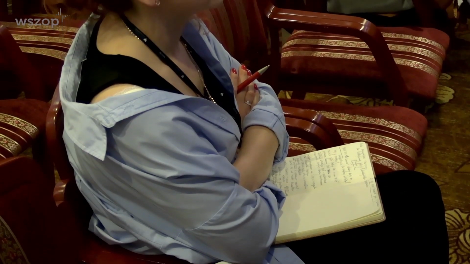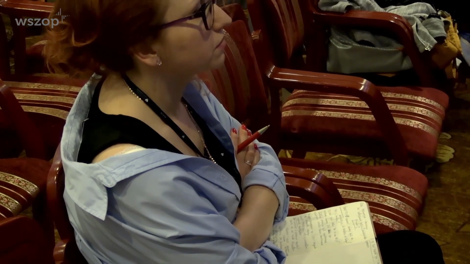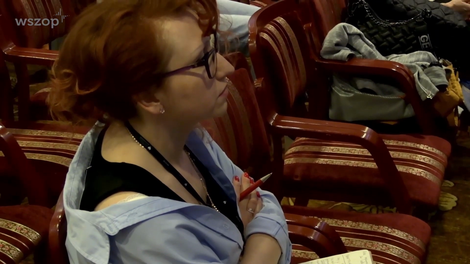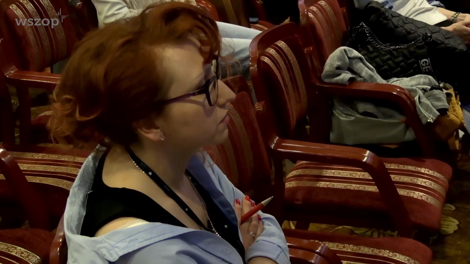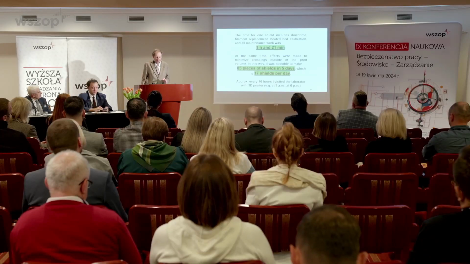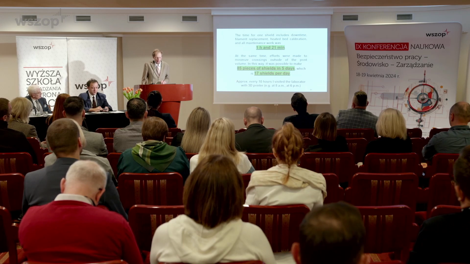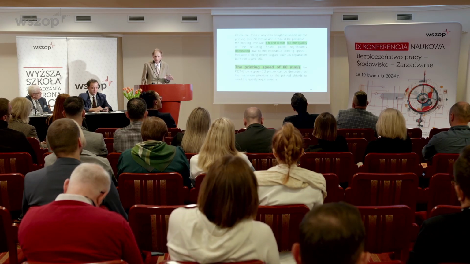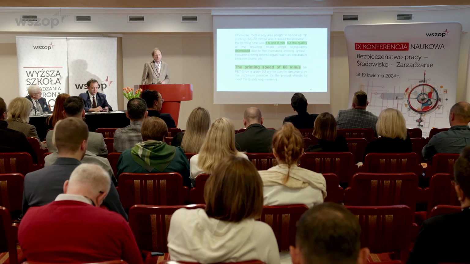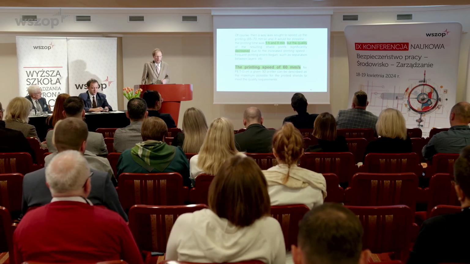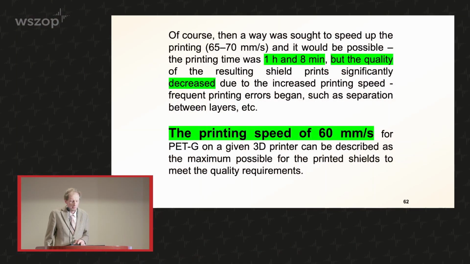At the same time, efforts were made to minimize crossing outside of the print volume. What does it mean? For 5 days, we produced 84 pieces. And what does it mean? Per day, 17 shields. And of course, as a next way, it is possible to play with further time optimization and so on. Minimum maybe 1 hour and only 8 minutes, or 1 hour 5 minutes and so on.